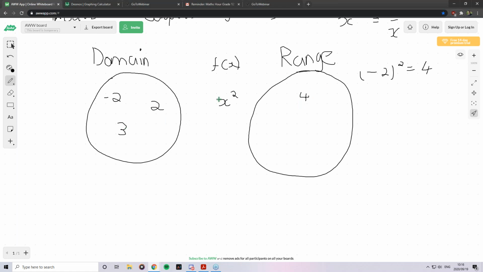Now we do the same for 3. 3 squared, 9. So now we see to go from our domain to our range, we just apply f of x to our inputs. So we take every element in our domain, we apply the function to it, and that gives us our range, our outputs. But now, what do inverses do? They just do the opposite. F minus 1.